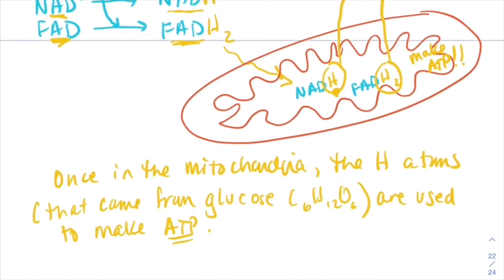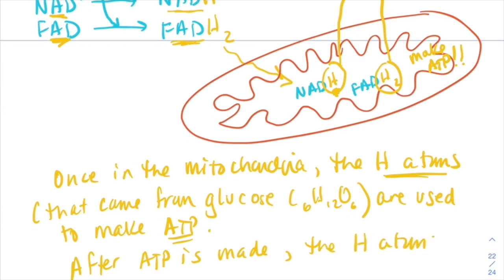So let's amend this. Once in the mitochondria, the hydrogen atoms that came from glucose are used to make ATP. After ATP is made, the hydrogen atoms bind to oxygen and, let's say, become water.